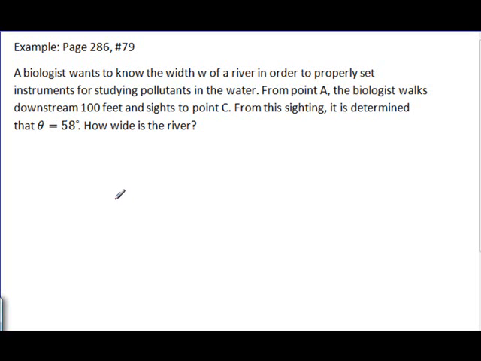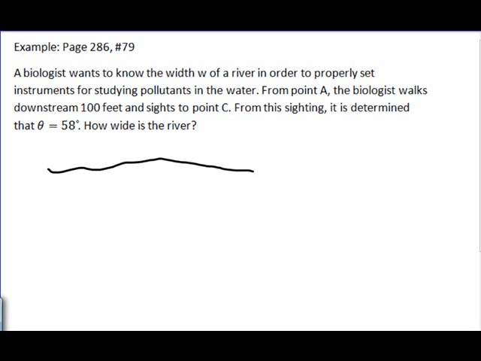I have selected this from your textbook on page 286, number 79. A biologist wants to know the width W of a river in order to properly set instruments for studying pollutants in the water. From point A, the biologist walks downstream 100 feet and sights to point C. From this sighting, it is determined that theta is equal to 58 degrees. How wide is the river?